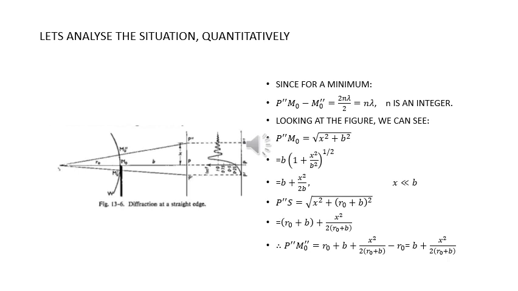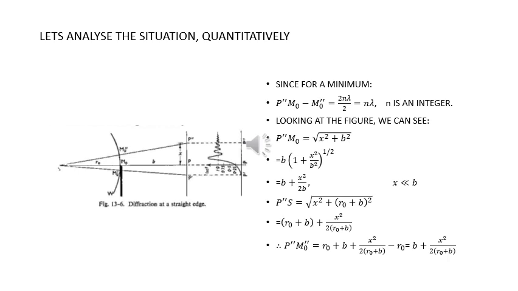Since for a minimum P"M0 minus P"M0" is going to be equal to n lambda, looking at the figure we can see that P"M0 is equal to root of x square plus b square, which you can write as b open brackets 1 plus x square upon b square raised to the power half, which on binomial expansion and neglecting higher order terms becomes equal to b plus x square upon 2b, since x is very much less than b.